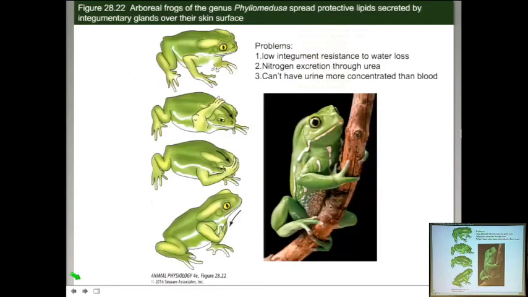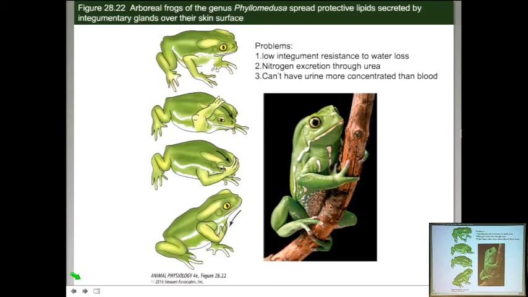Now, for some specific examples of adaptations, as we get to the last part of the chapter here, these frogs, so arboreal frogs, so these are frogs that live in trees, tree frogs, they have an adaptation that allows them to live in a slightly more drier environment. They have glands on their back, and they reach up and grab the lipid secretion and wipe it down across their nose and onto their chest.